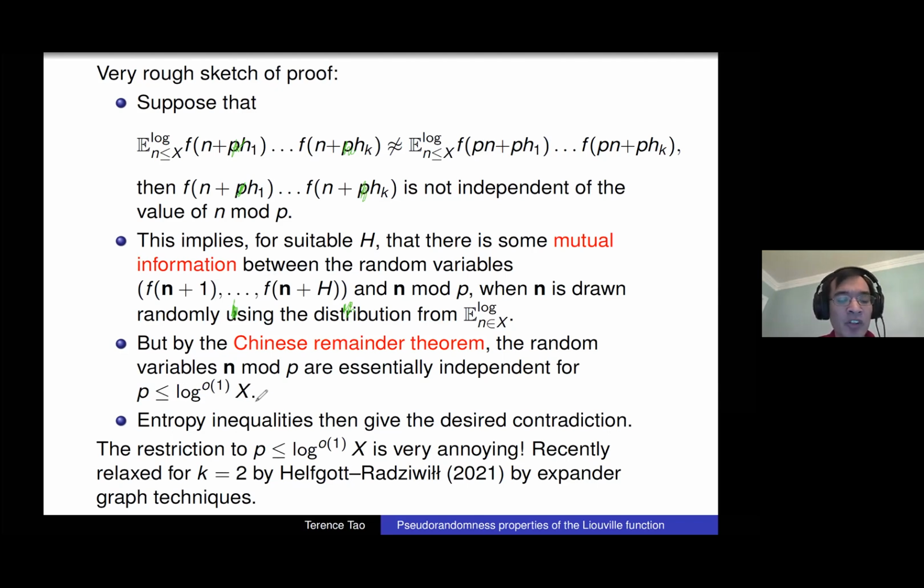But in order for this to work, p has to be less than log x. Otherwise, the Chinese remainder theorem doesn't apply. Although very recently, there was this very nice development by Helfgott and Matsui, at least for k equals 2, where they didn't use the entropy method. They used instead expander graph methods, and they were able to get past this barrier. Okay.